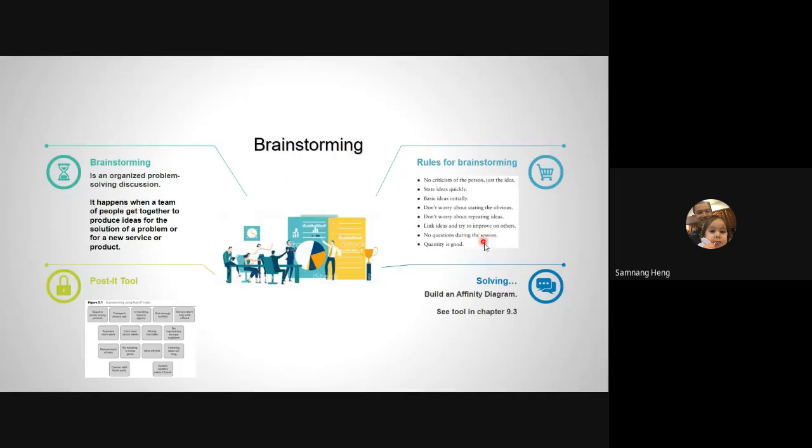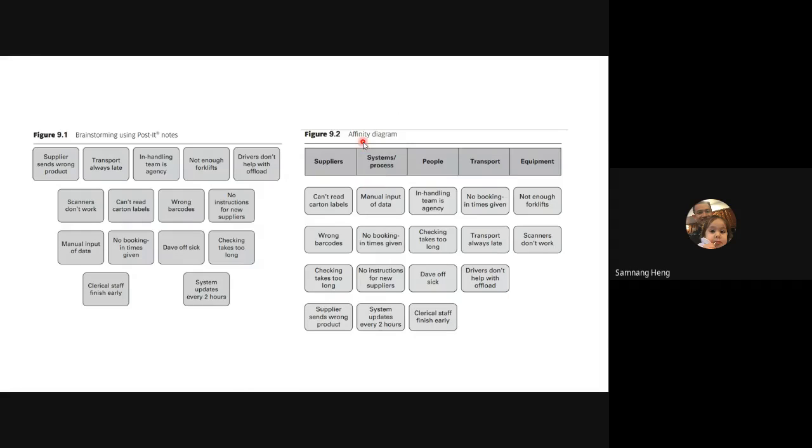And then next we go into solving the problem, the solution. So the first thing we need to do is build an affinity diagram. So affinity diagram, what it means is you categorize the problems.